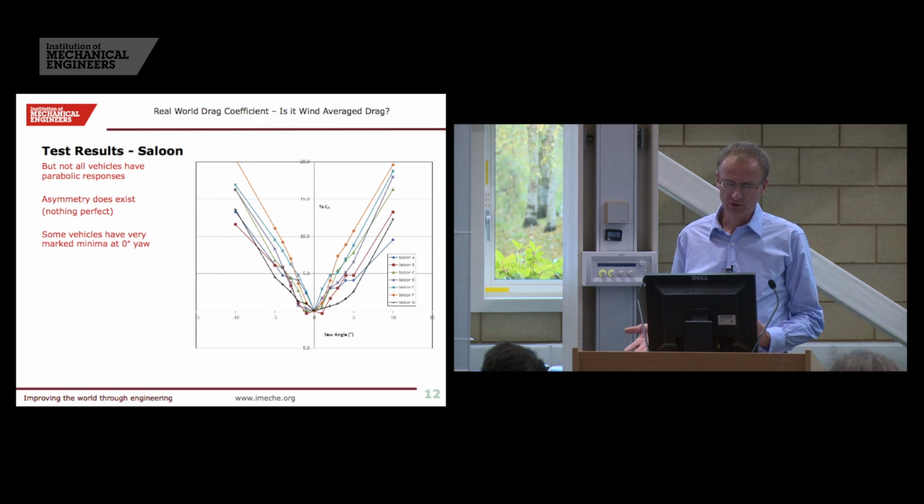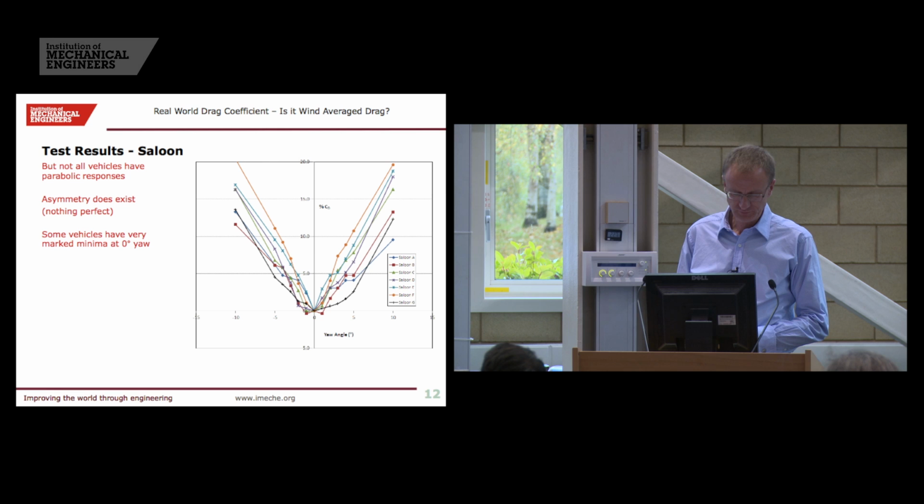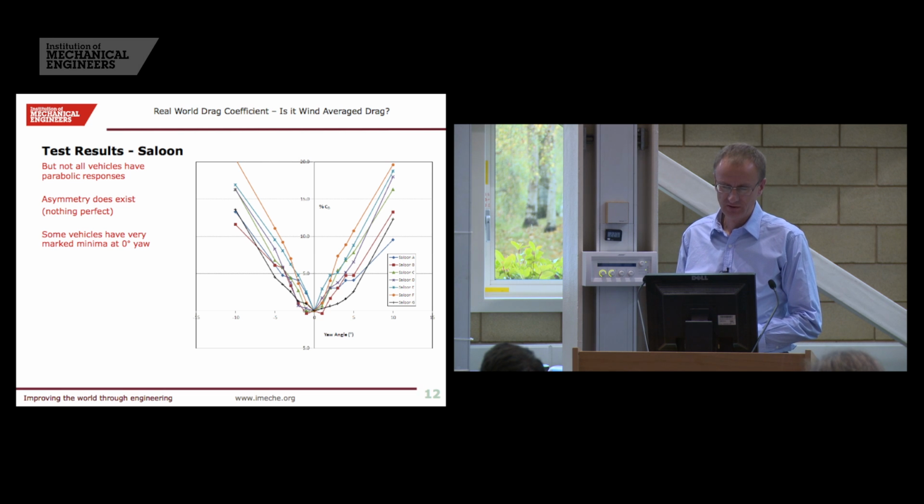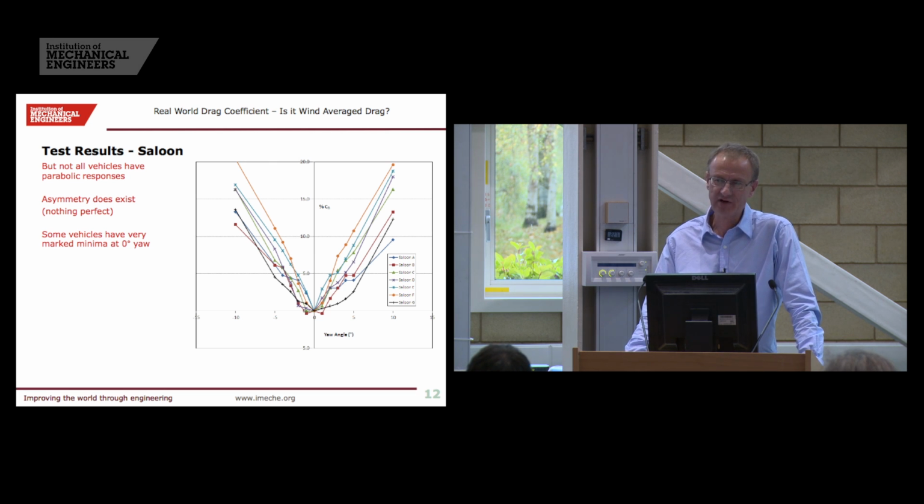So I've selected some of the saloon cars here, as not all vehicles have parabolic responses. Some of the vehicles have very pronounced drag minima at the straight ahead. This phenomenon is becoming very common for a certain category of vehicles, namely those which already have a very low CD at the straight ahead. But then, does it really matter? Should we really be concerned about that?